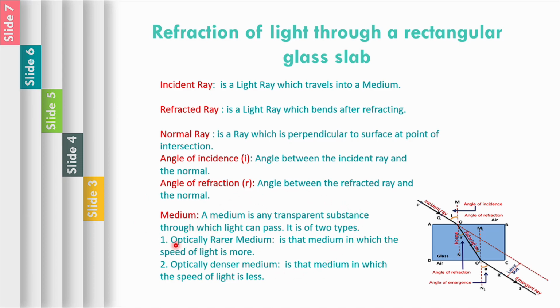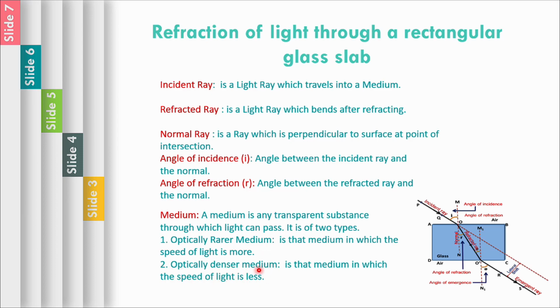Actually, there are two types. One is the optically rarer medium. Another one is the optically denser medium. What is an optically rarer medium? It is that medium in which the speed of light is more. Suppose let us consider air or vacuum. The speed of light in vacuum is very high, that is 3 into 10 to the power of 8 meters per second.